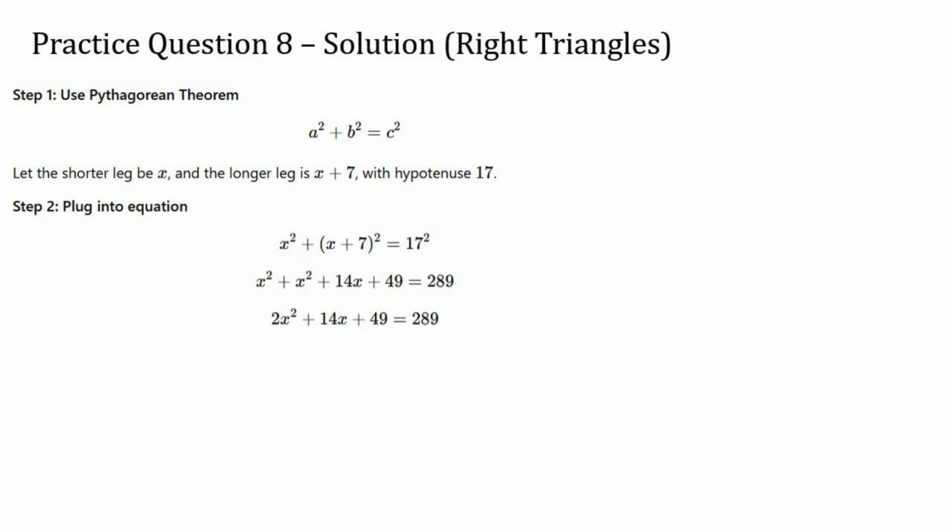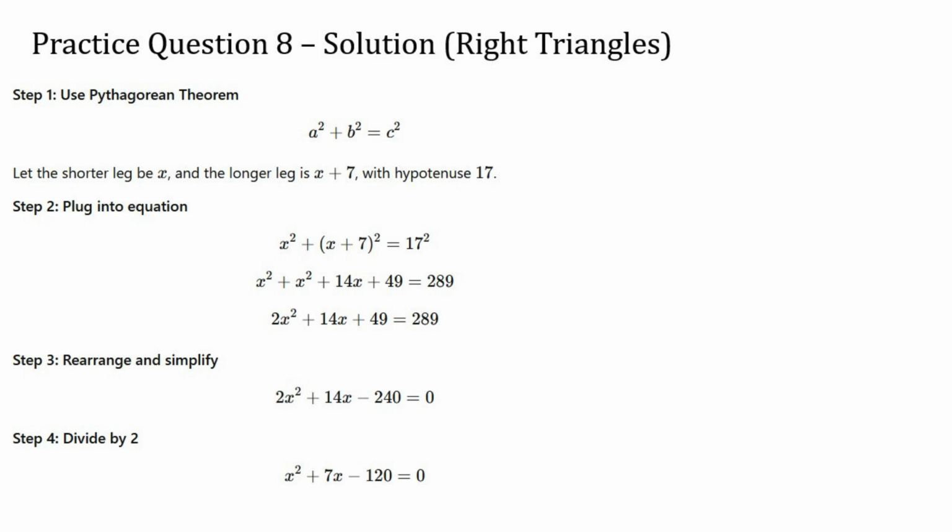We then plug these into the Pythagorean theorem. Expanding the squared term and combining like terms gives us a quadratic equation. From there, we simplify the expression by combining like terms again, and then divide every term by 2 to make the numbers easier to work with. We now have a standard quadratic equation that we can factor.